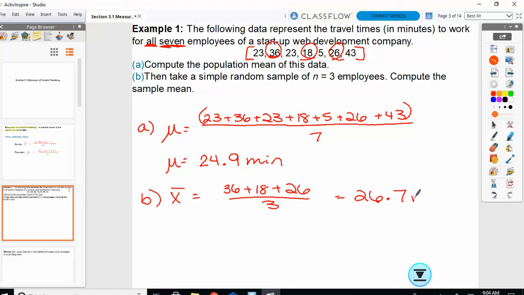If you picked a different group of 3, would you have gotten the same thing? No, probably not. So the difference is there's only one population mean, but the sample mean, depending on our sample, we could get different values back. Questions so far on the mean?